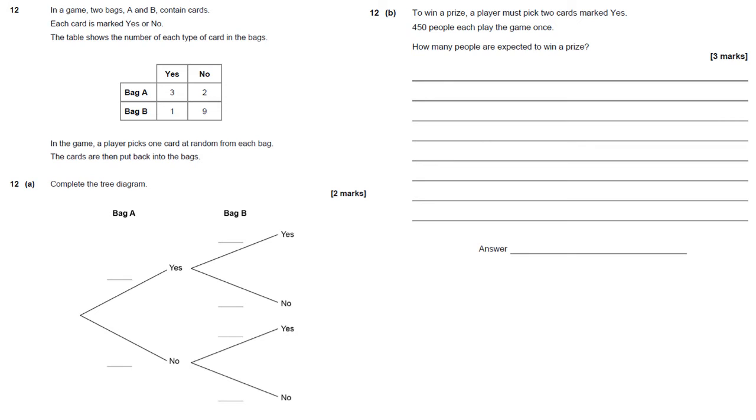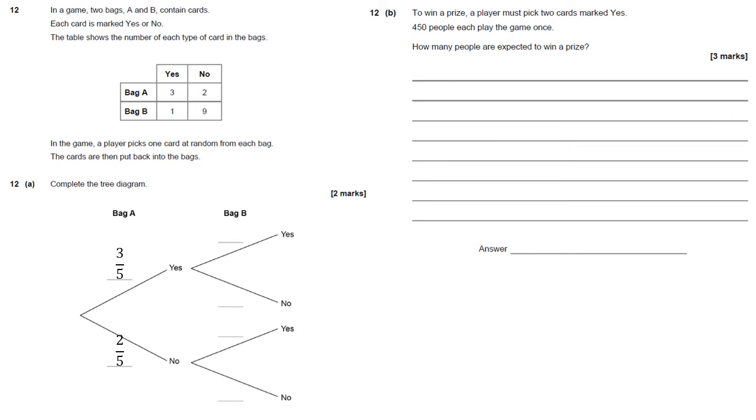So looking at the first split there for bag A, we've got the yes branch going up to the top, no branch going down to the bottom. So we need the probabilities of yes and no from this bag. If we look back to our table, in bag A there are 3 yeses and 2 nos. So that's 5 cards altogether. 3 out of the 5 are yes, so 3/5 goes there. 2 out of 5 are no, so we have 2/5 on the bottom branch.